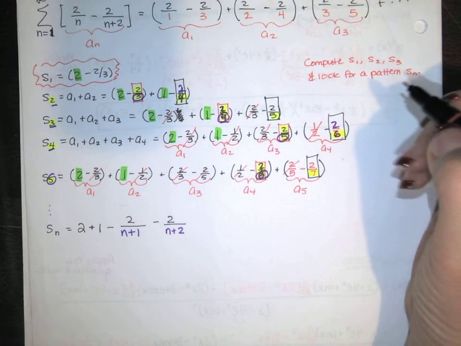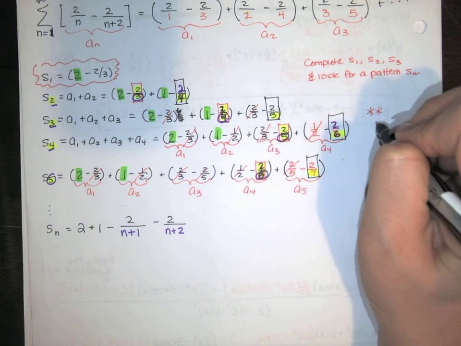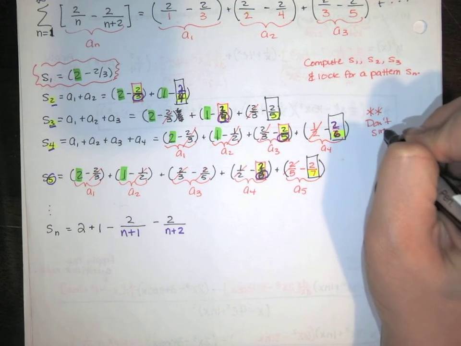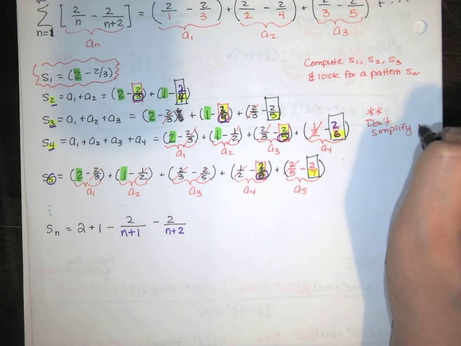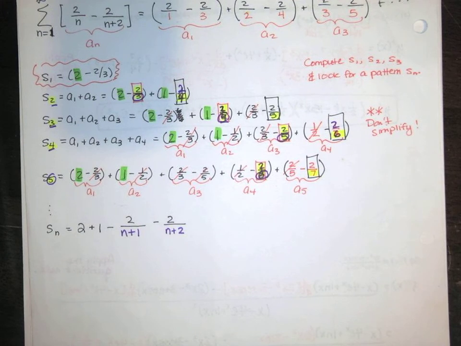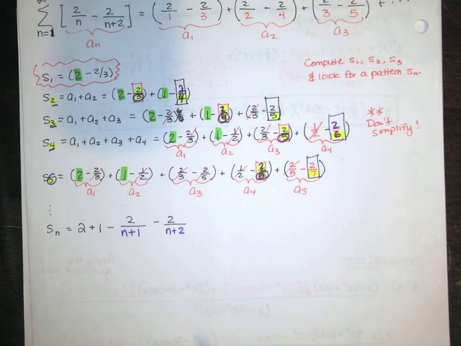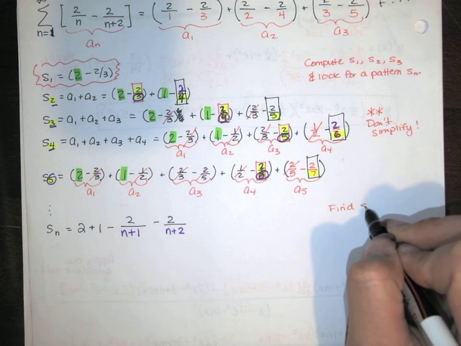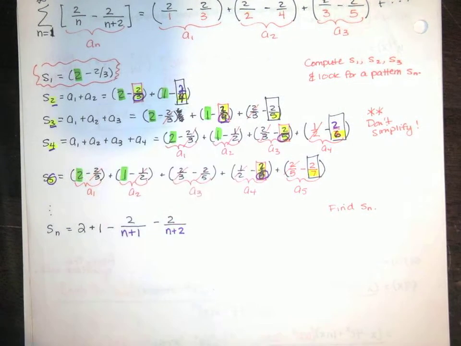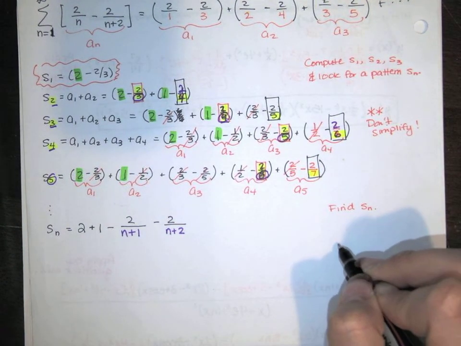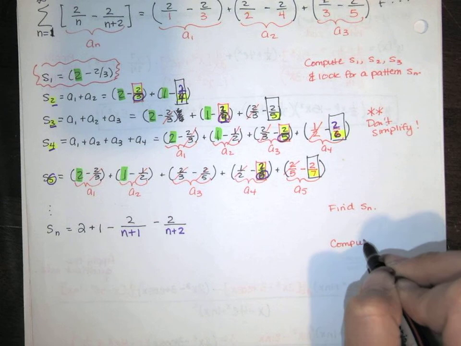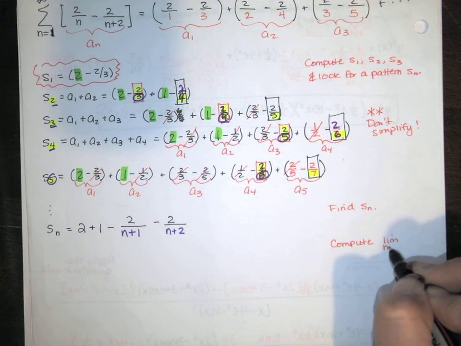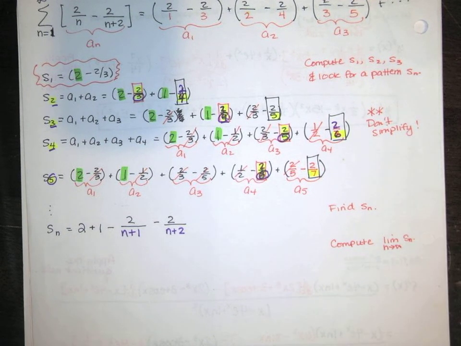And here is a big note for your notebook. Don't simplify the fractions as you go. If you simplify, it'll be harder to recognize the pattern. Okay, so we've got this as our nth partial sum. And now if I want to determine the sum of this series, I take the limit as n goes to infinity of the nth partial sum. If that limit exists, the series converges. If the limit does not exist, the series diverges.